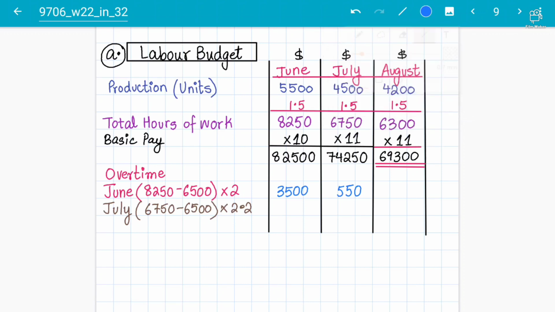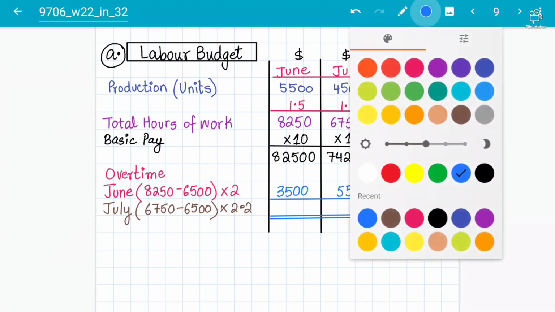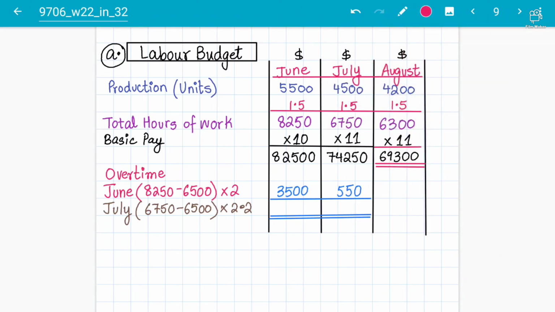So here we go. It's going to be adding these two, so their total cost will be this. So that is the labor budget, how much you have to pay in total. That will be done in this way. Okay, so it's coming $86,000 for this one. Answer 74,250 plus 550, it's going to be 74,800.